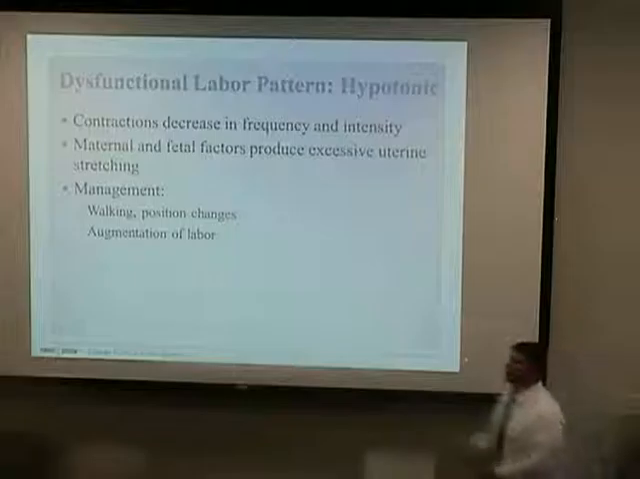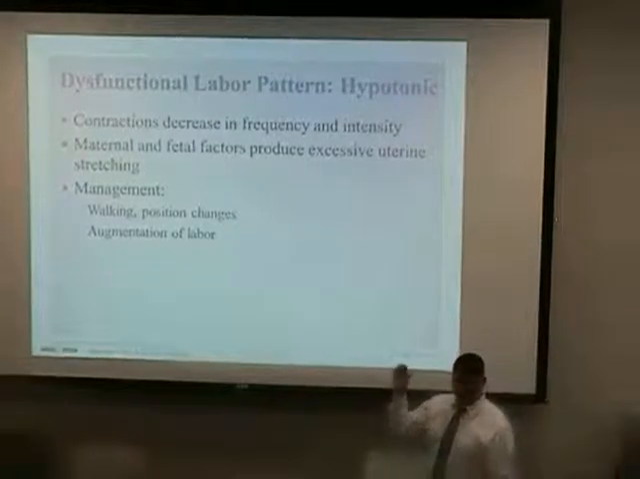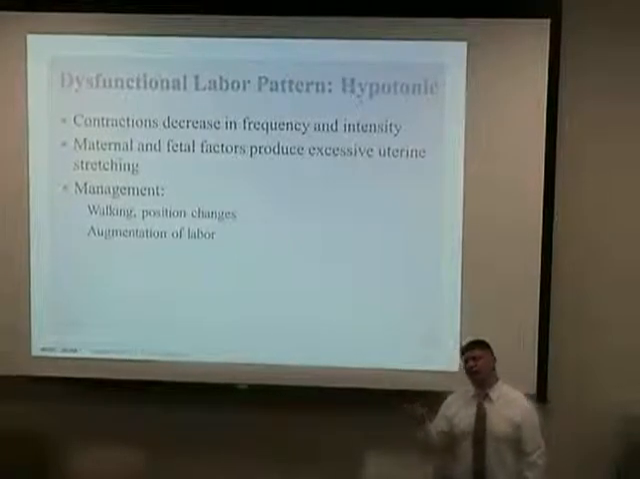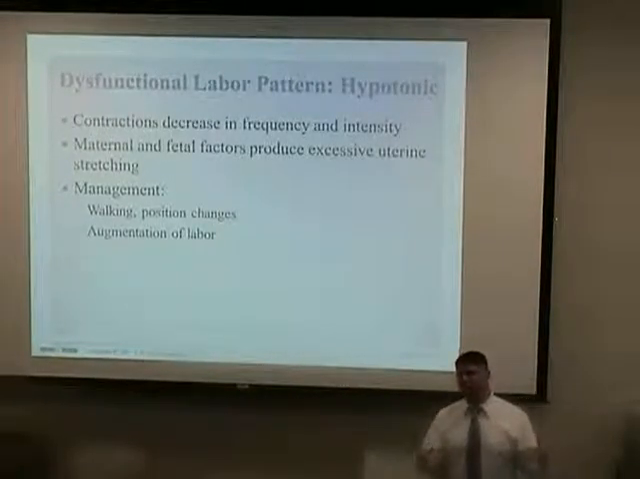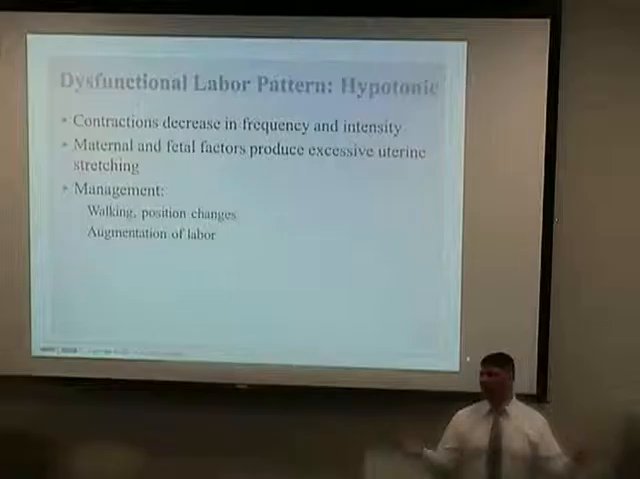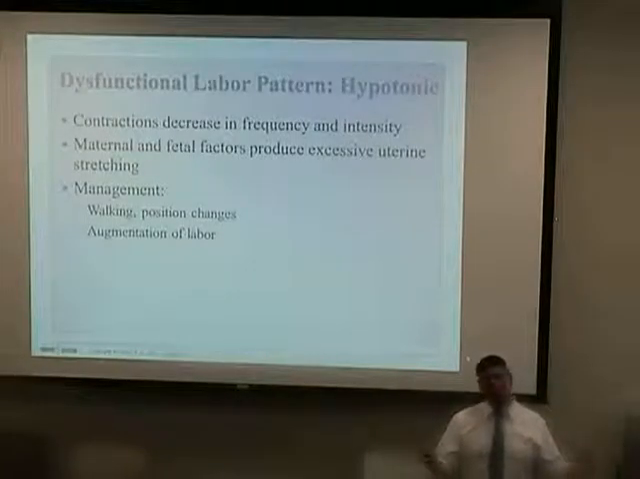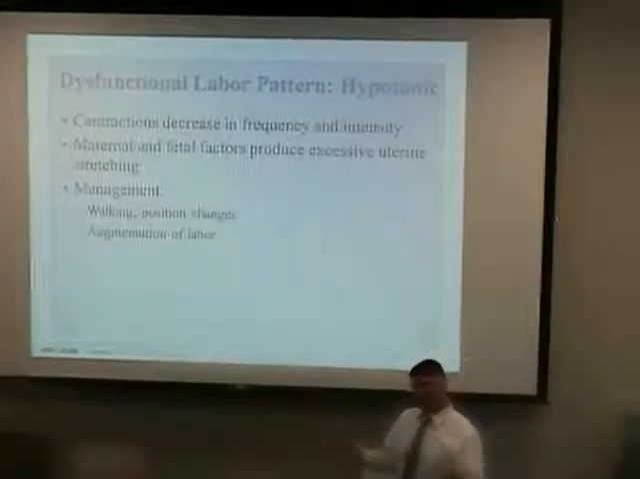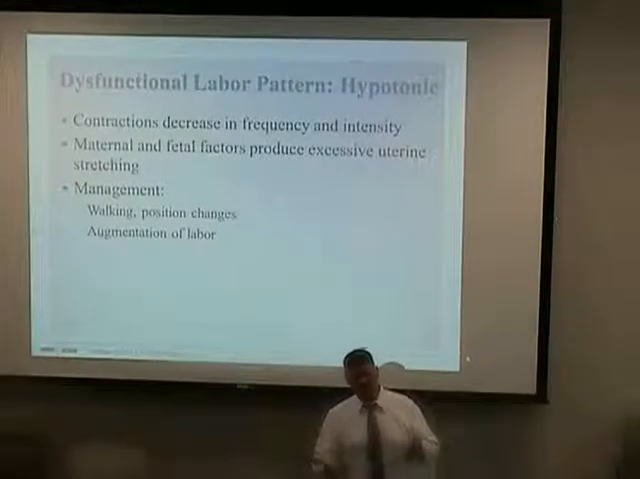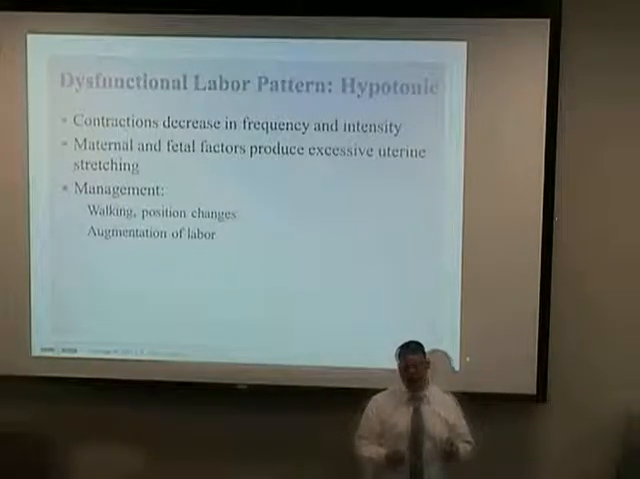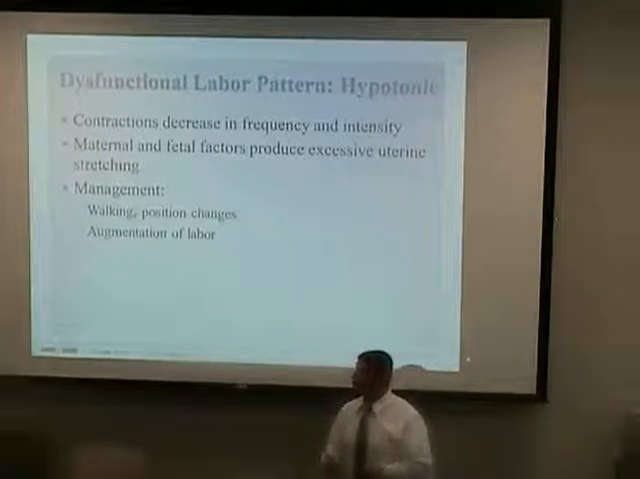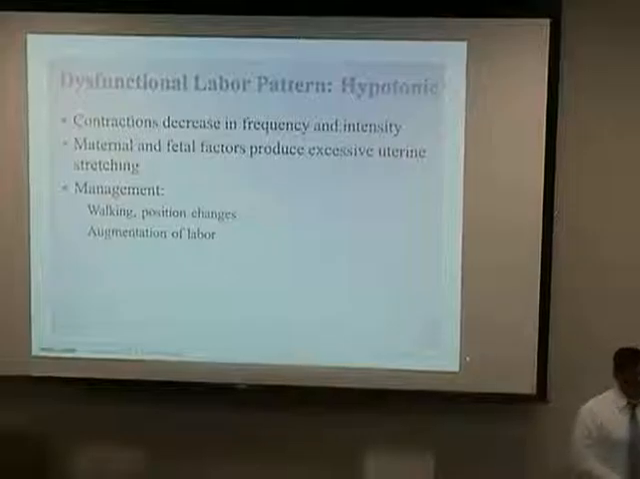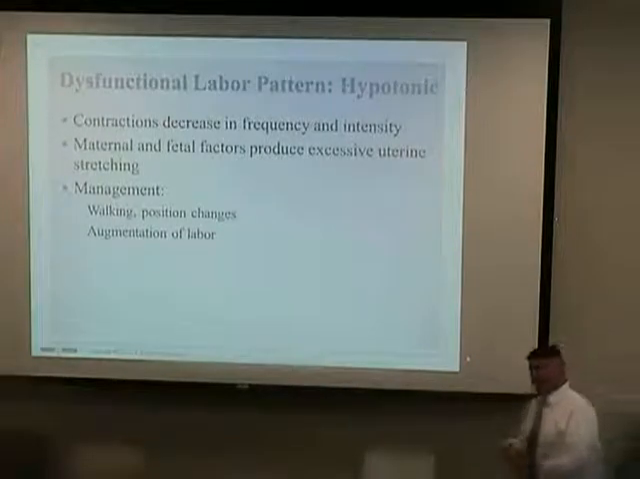Hypotonic labor. This is when there's not enough power. We have inefficient power. Okay, and hypotonic labor is probably the most common. It's when labor stalls. They get stuck at 5 or 6 centimeters, and they just don't move forward, and they need to be augmented. And we give them a little bit of Pitocin, and we bring that power back up again, and it usually works pretty well.